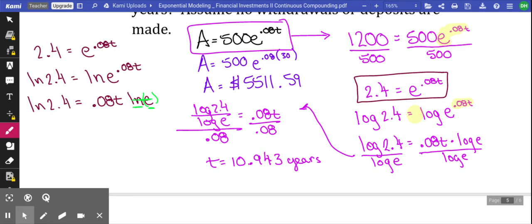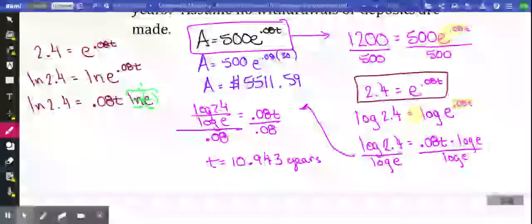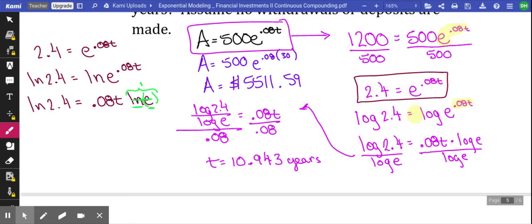And so because they're inverses, this whole quantity is just a 1, which is irrelevant at that point because multiplying by 1 doesn't change anything. So all you're left to do is divide both sides by 0.08. This time, just be careful when you type it in your calculator: you're using the natural log key, which is just to the left of the 4, and not the common log key, which is to the left of the 7.